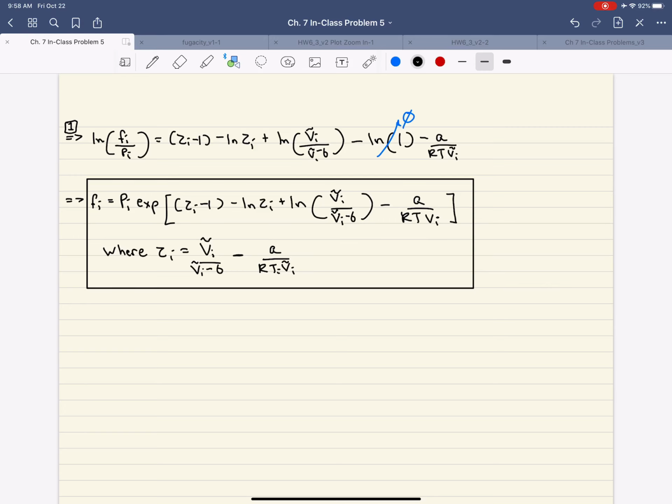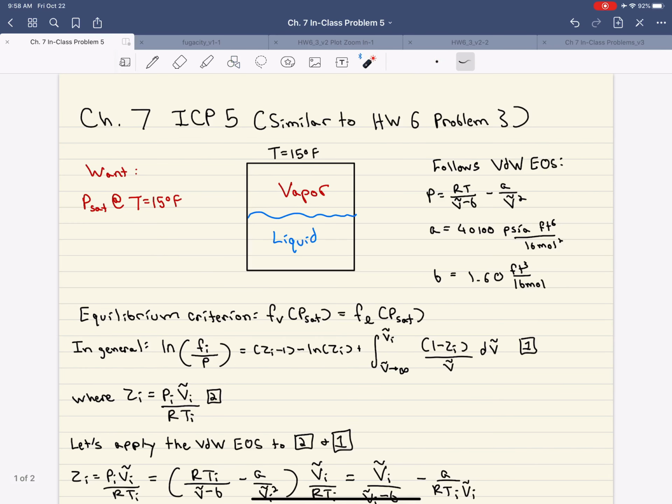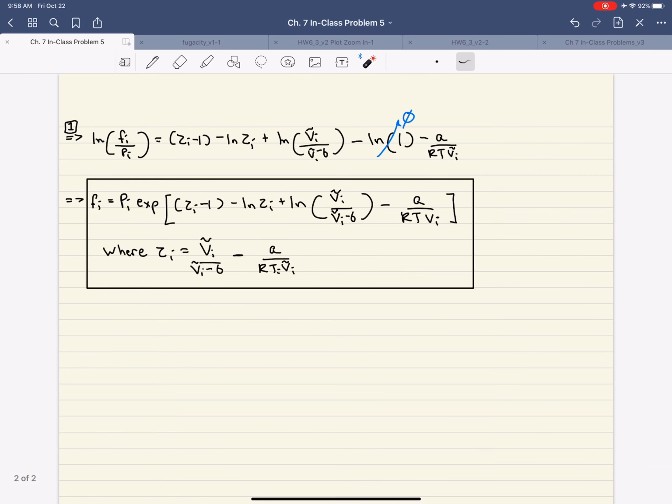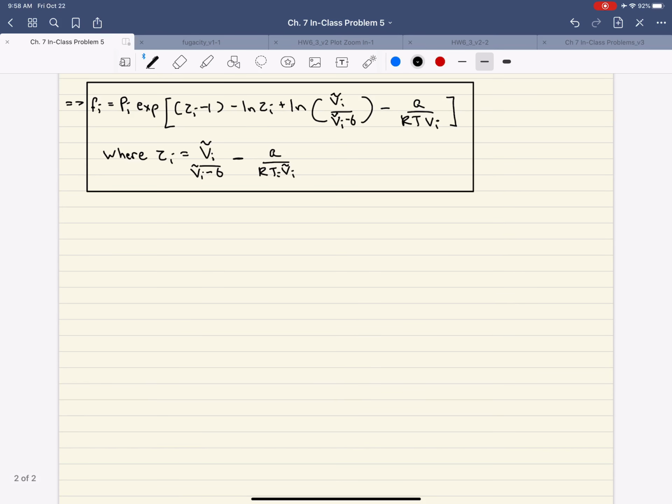Now that we have an equation for our fugacity, we need to find the pressure at which the fugacity of our vapor phase is equal to the fugacity of the liquid phase, right? We want to satisfy our equilibrium criteria. In order to calculate this pressure, we need to do this iteratively, where f liquid is equal to f vap. To do this calculation, you need to follow this algorithm.